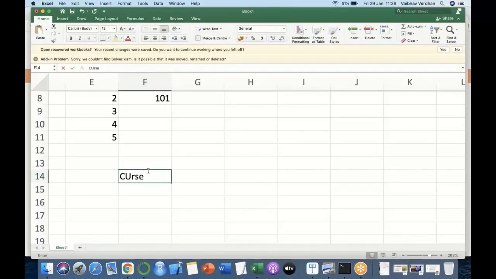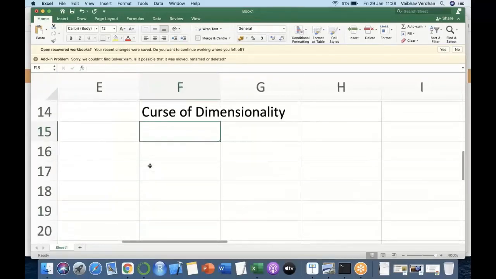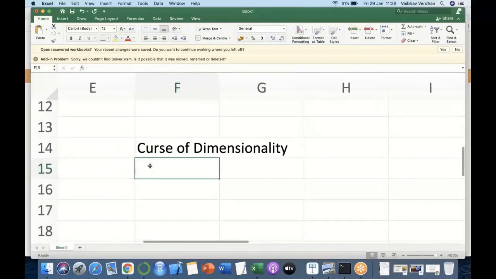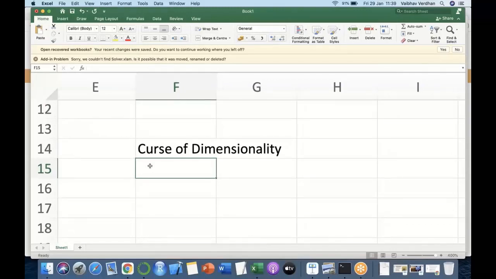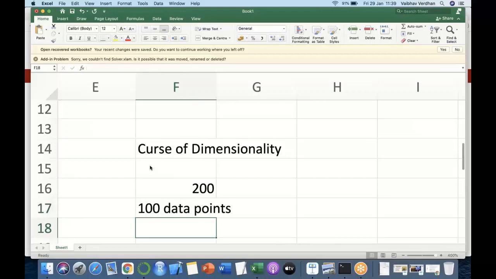Curse of dimensionality. What it means is that you have so many variables and attributes to analyze, you can no longer analyze all of them simultaneously and effectively. And if you have, let's say, 200 variables and only 1,000 or 100 data points, this further makes it much more complex.